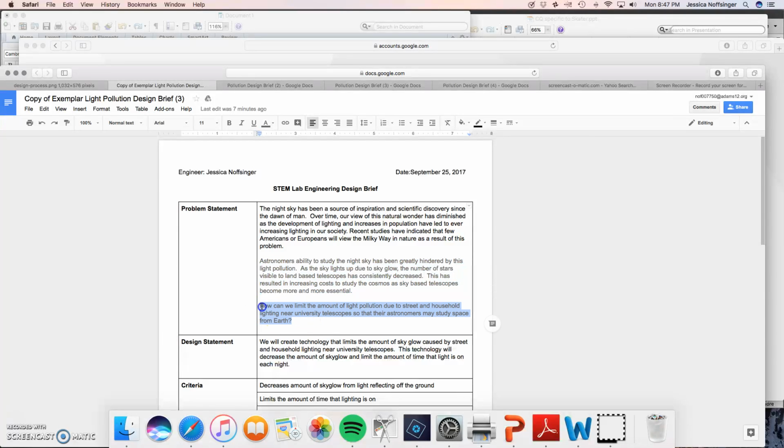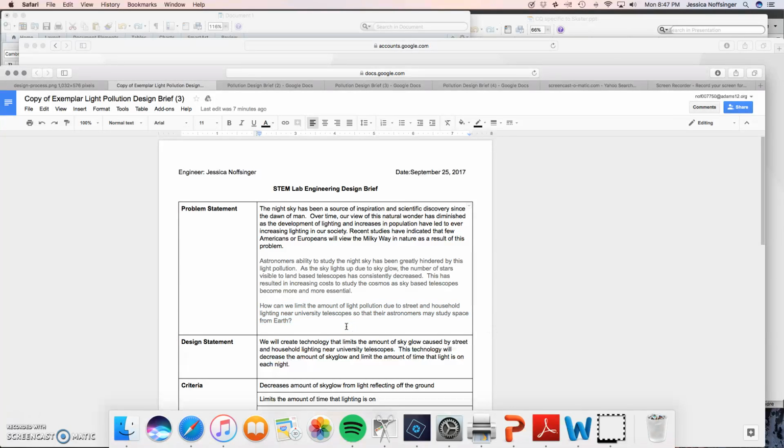The last part you're going to notice is a question. This is the overarching question that I'm trying to answer by solving this problem. I am making sure that it's very specific. It's not general, how are we fixing light pollution? It's much more focused in on one specific place.